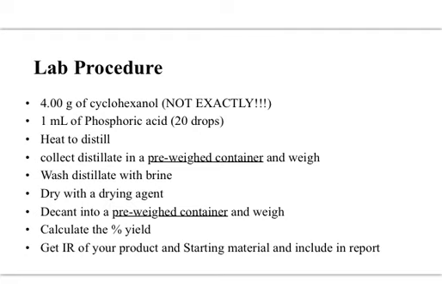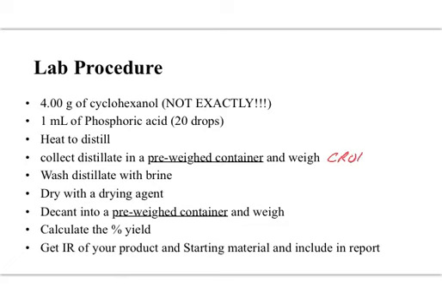Now we're going to heat it to distill the product. So the heat helps the elimination reaction take place, as well as distill out the cyclohexene that we're going to make from this reaction. We're going to collect that distillate in a pre-weighed container. Again, the pre-weighed container is highlighted. You have to get an accurate mass of this container so we can calculate by difference how much cyclohexene we collect. This will be the crude weight.